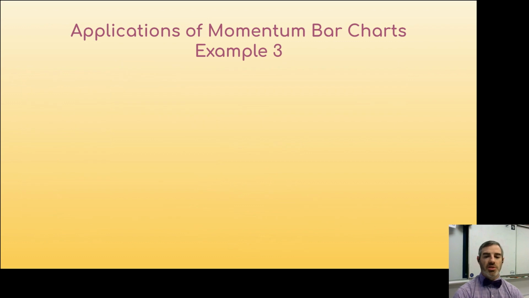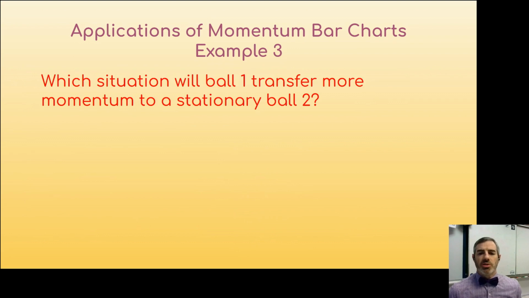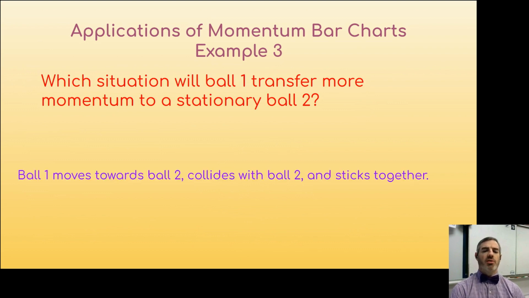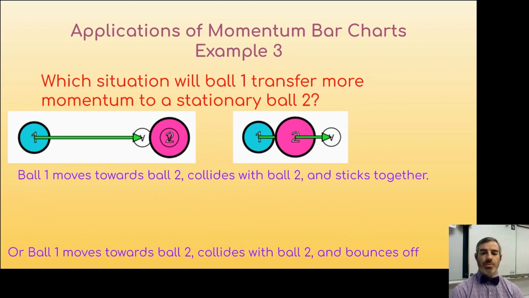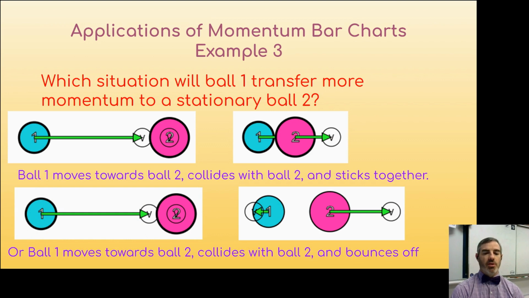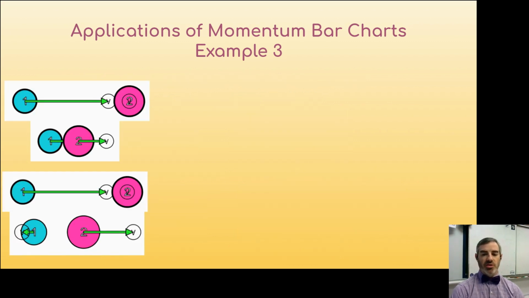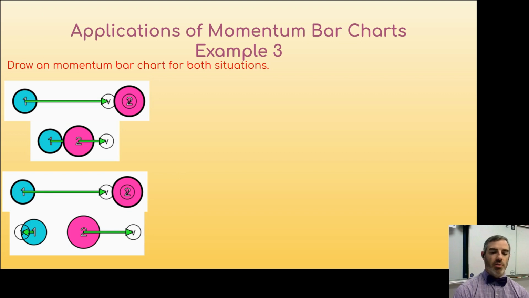Now these two questions were quantitative, but now what we're going to do is look at how you can use momentum bar charts to answer a qualitative situation. The question is, in which situation will ball 1 transfer more momentum to a stationary ball 2? Ball 1 moves towards ball 2, collides with ball 2 and sticks together, or ball 1 moves towards ball 2 at the same velocity and then bounces off of ball 2 and is now moving in the same direction as it was before. So which one's going to transfer more momentum?